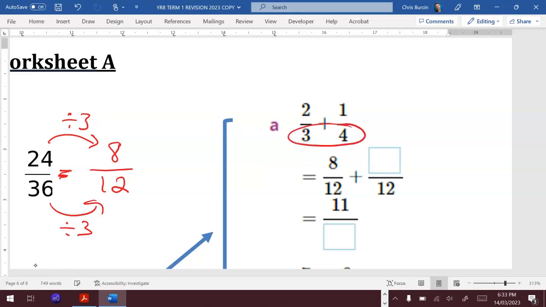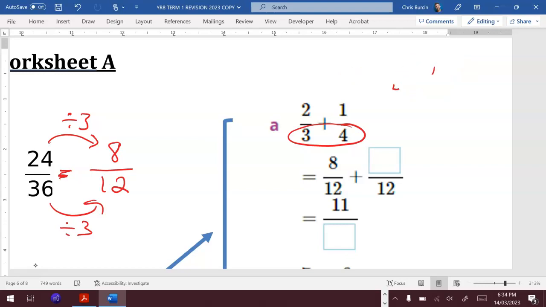We want to find the lowest common multiple of these two. So if I did multiples of 3, 3 times 1 is 3, 3 times 2 is 6, 3 times 3 is 9, 3 times 4 is 12, and I can stop there because I can see where I'm going. And then multiples of 4, 4 times 1 is 4, 4 times 2 is 8, 4 times 3 is 12. Well, I'm done. That is my lowest common multiple, and that will then be my common denominator.